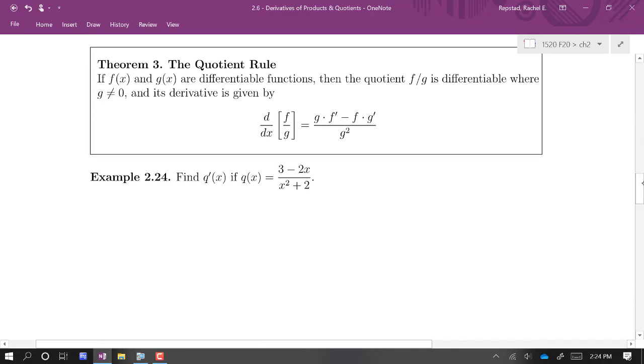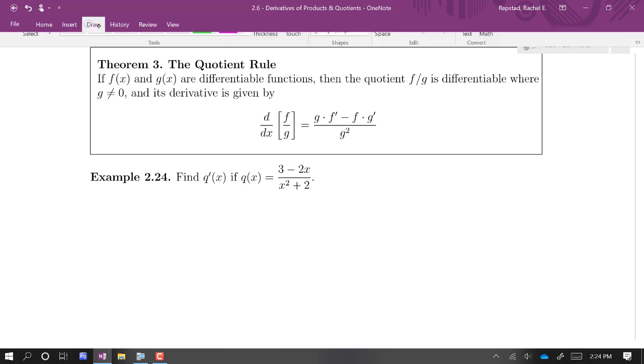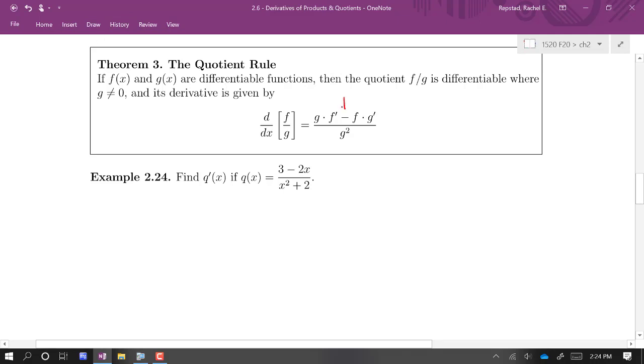Alright, so we have a similar rule for finding the derivatives of quotients, if we're dividing two functions. And it looks really similar to the product rule. The difference is that we are subtracting up here. So first of all, it absolutely matters which one is f and which one is g. F has to be the function on top, and g has to be the function on the bottom.